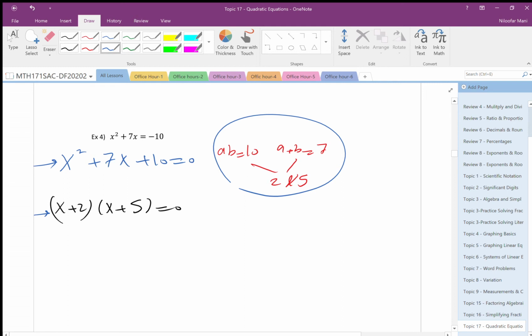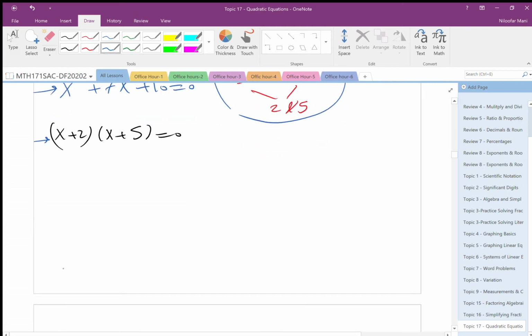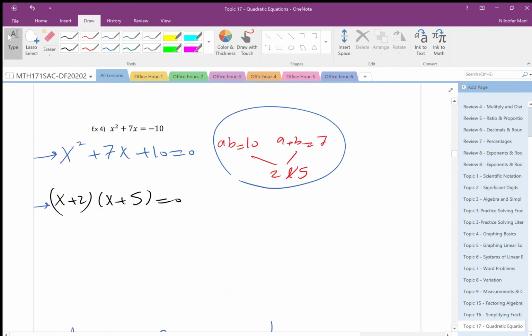Okay, in math, when I have a times b equals 0, I have a equals 0 or b equals 0. This is a theorem in math. If I have something in multiplication equals 0, either a is 0 or b is 0 or c is 0, so either of them. And it's or. I don't need to have and, because if one of them is 0, that's 0. Okay, so it's x plus 2 equals 0 or x plus 5 equals 0. So it's x equals minus 2 or x equals minus 5. So I have two roots here.